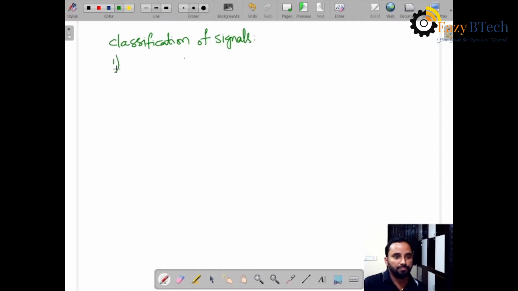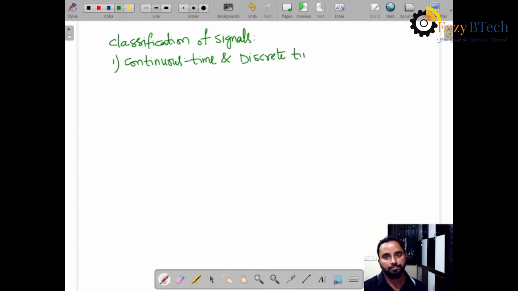The first one is continuous time and discrete time signals. And the second one is even and odd signals. We have even signals, we have odd signals.